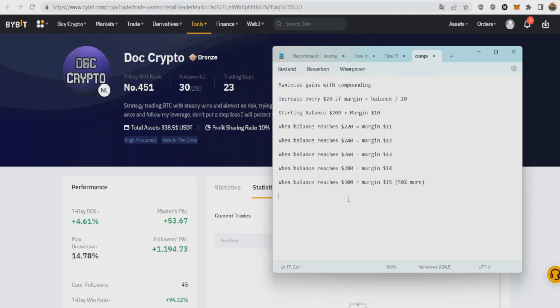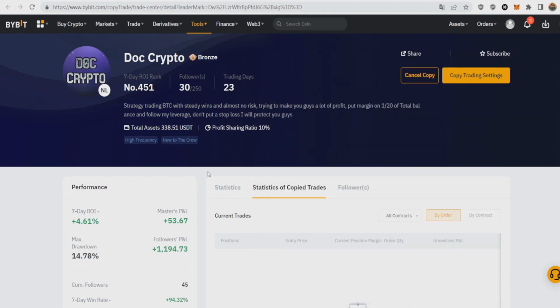So as you can see, you don't need a lot of money. If you just keep compounding your profits, you will get more and more profits. And after a couple of weeks or months, you will actually be at a place where you make an insane amount of money with a low amount of investment. But it's all patience. So how do you actually increase your margin?